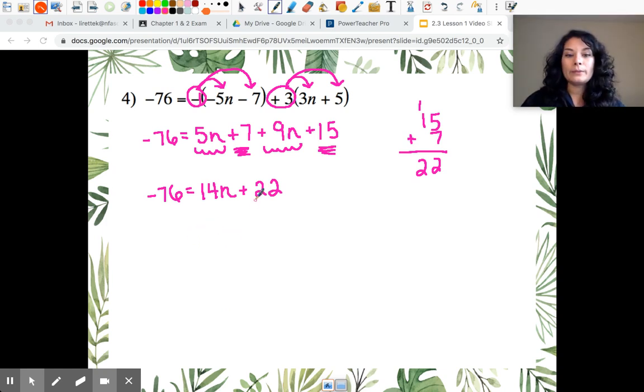Now it's a two-step. Undo the constant by adding or subtracting. We want to subtract first. Subtract because it was positive.